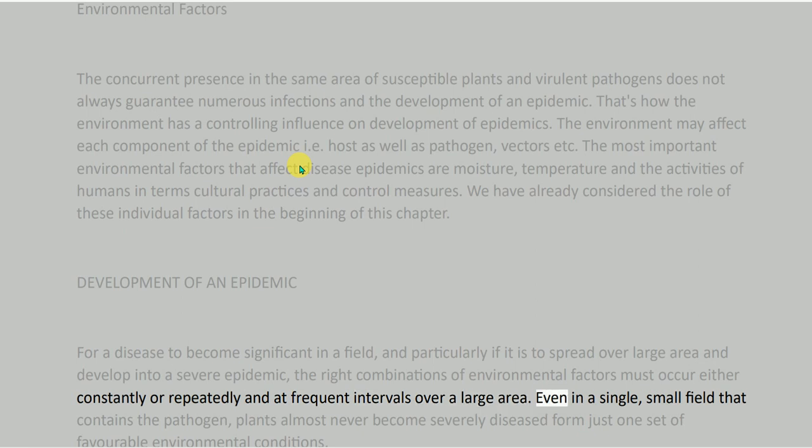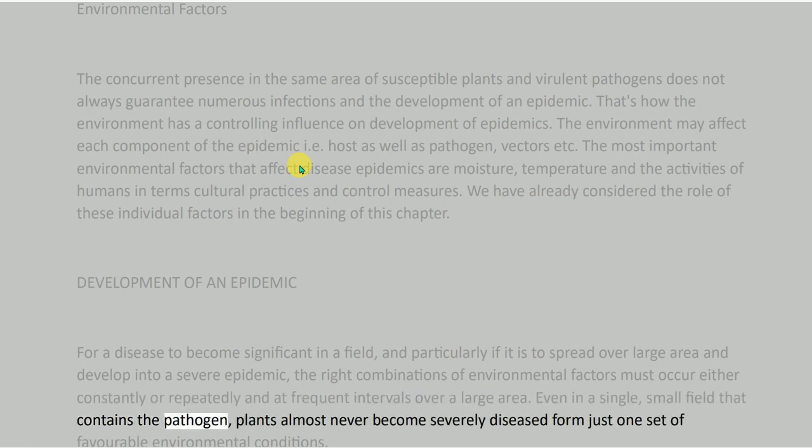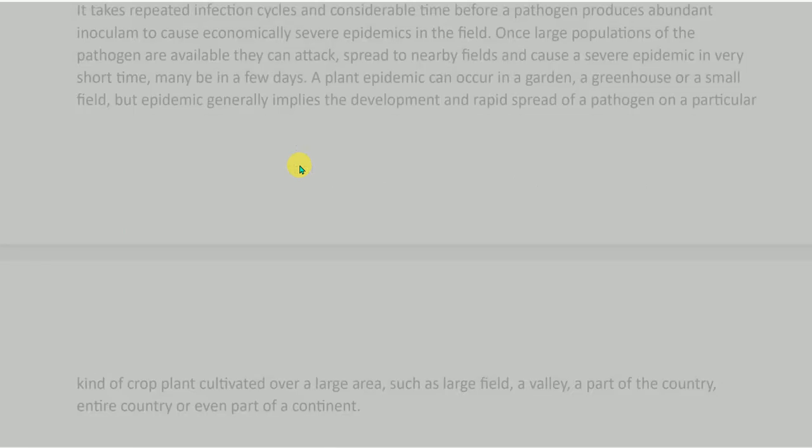Even in a single, small field that contains the pathogen, plants almost never become severely diseased from just one set of favorable environmental conditions. It takes repeated infection cycles and considerable time before a pathogen produces abundant inoculum to cause economically severe epidemics in the field. Once large populations of the pathogen are available, they can attack, spread to nearby fields and cause a severe epidemic in a very short time, maybe in a few days.